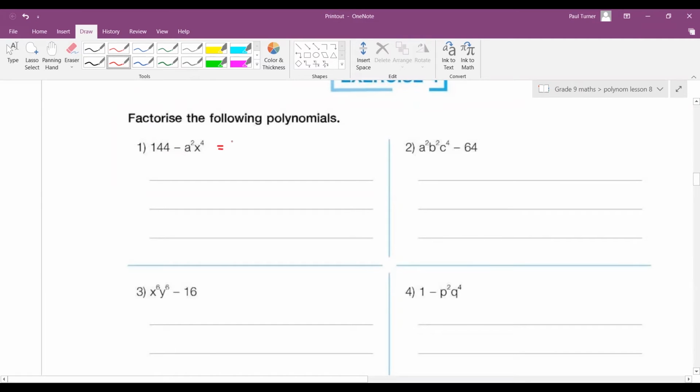So we're looking to do this every time. So each question, write this on your page like that. And we always have a minus sign here. So 144 is 12 squared. a is already squared, so you would put a here, and x^4 must be x squared. And then your factors would be 12 minus a x squared, 12 plus a x squared.